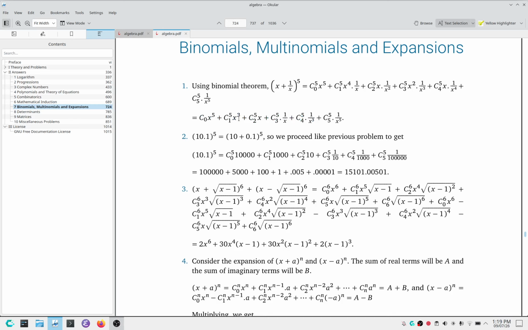So powers of x get cancelled. They decrease by 2 because x is decreasing by 1 and 1/x is increasing by 1. We have x^5, x^3, x, 1/x, 1/x^3, 1/x^5.